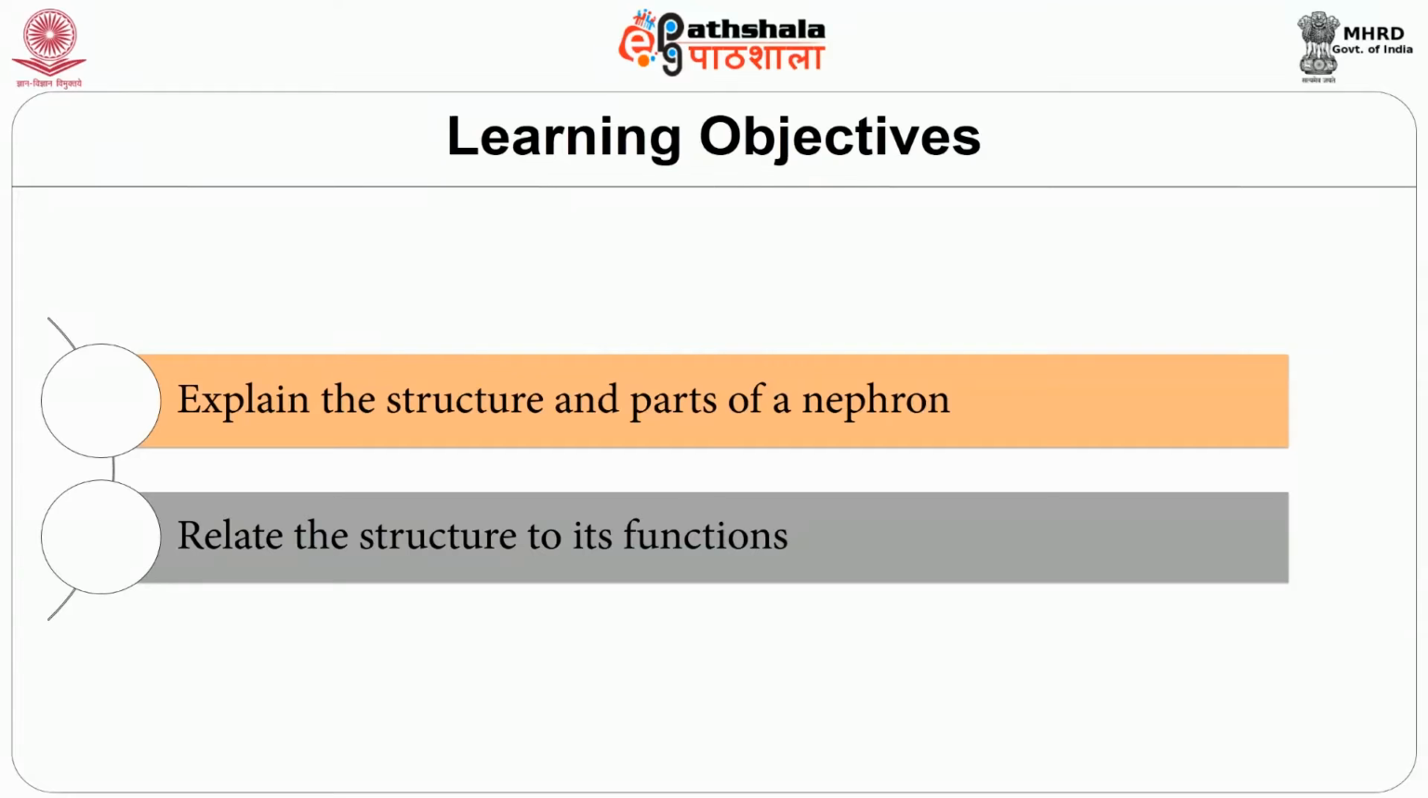This module, describing the structure and functions of the nephron, is a part of the paper on human physiology. It describes the structure of the nephron and its functional organization. The learner will be able to describe the structure of the nephron, comprehend the different parts of the nephron, and relate the structure to the functions. This module aims to explain the structure and parts of a nephron and relate the structure to its functions.